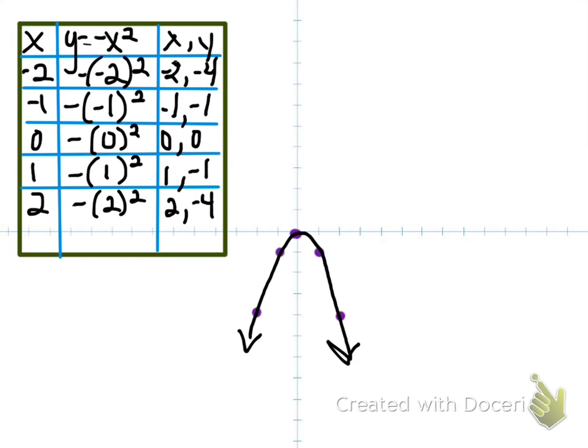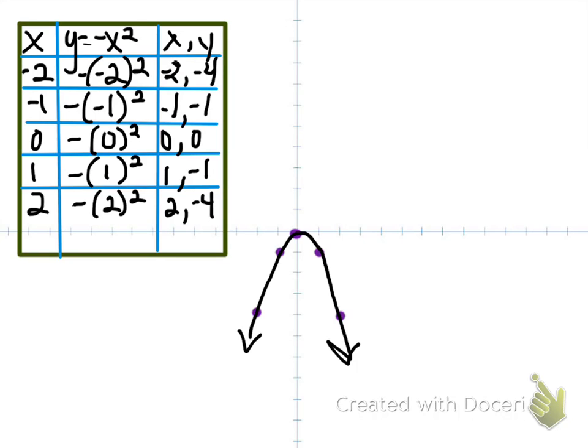Our next one is positive 1, so we leave our negative out front yet again, and we have 1 squared, and we would bring that negative out with it, and it ends up being -1, so we have 1, -1. The next one, 2, if we have 2 to the second power, that's 4, but we have a negative out front, so it makes it -4, so we end up with 2, -4.